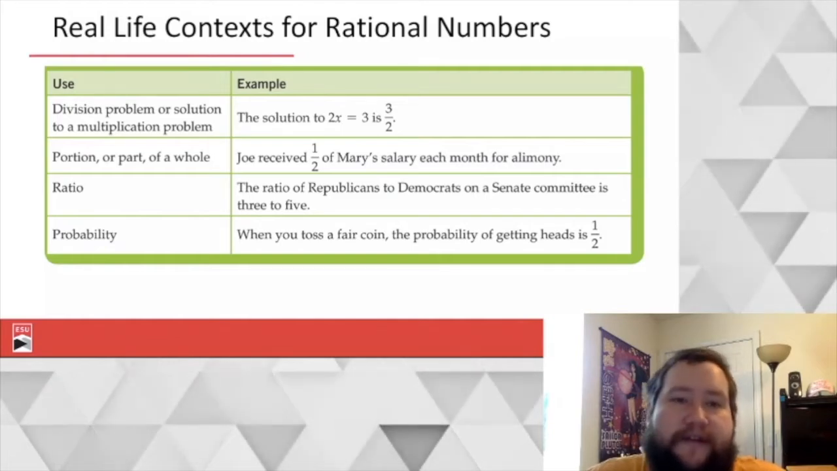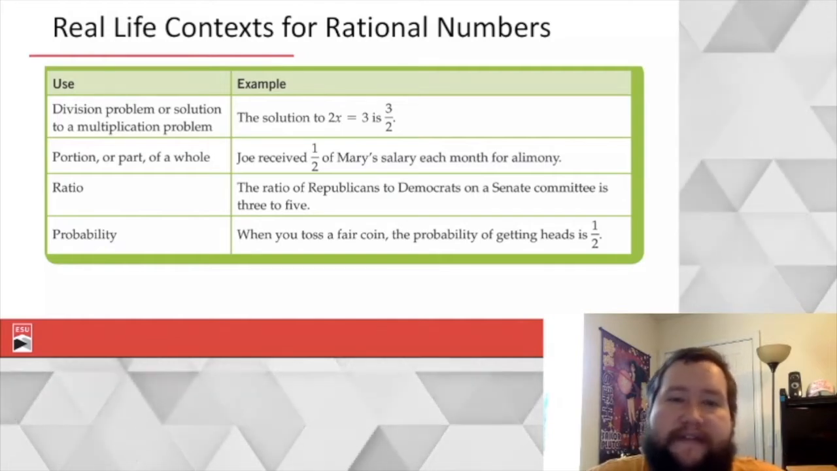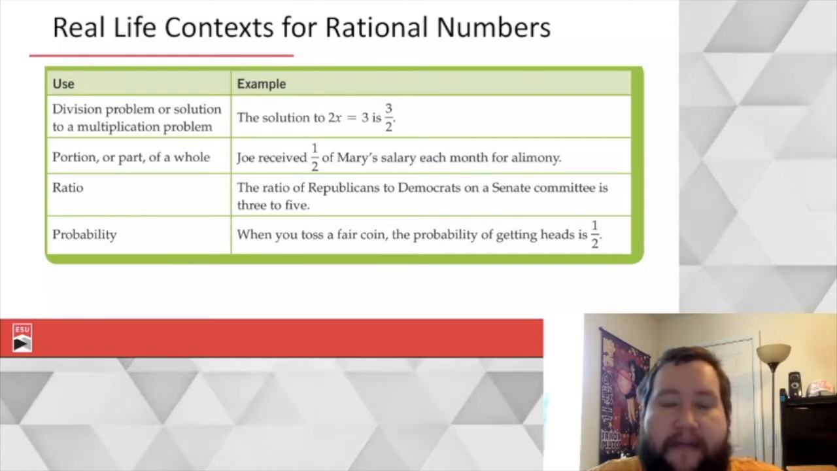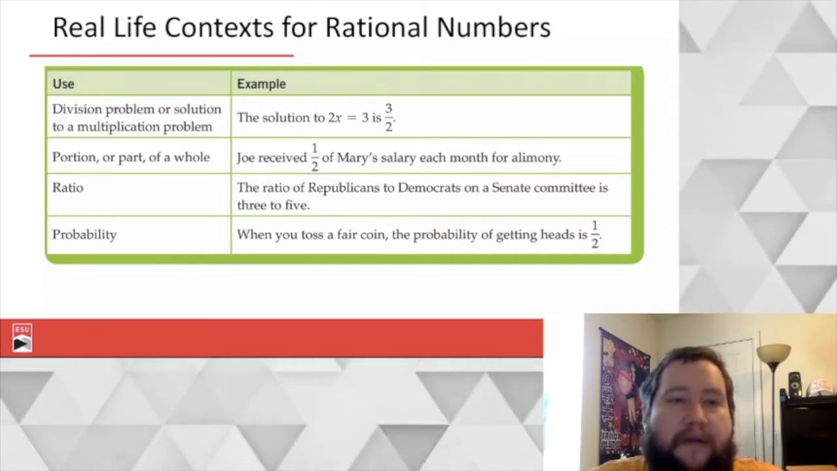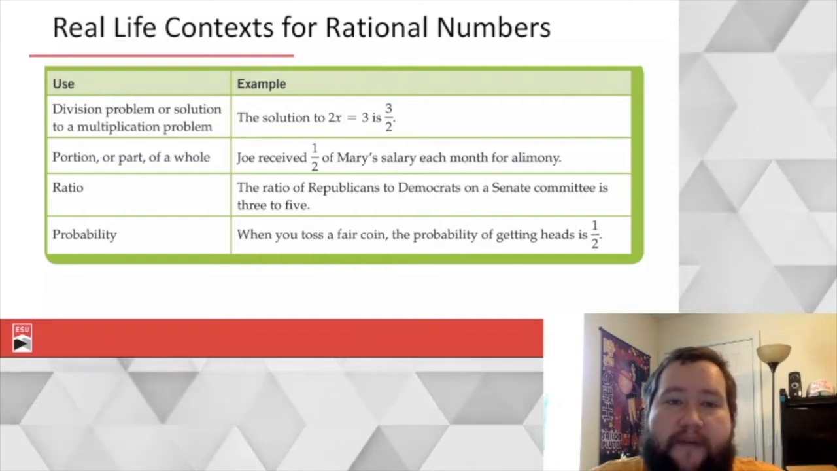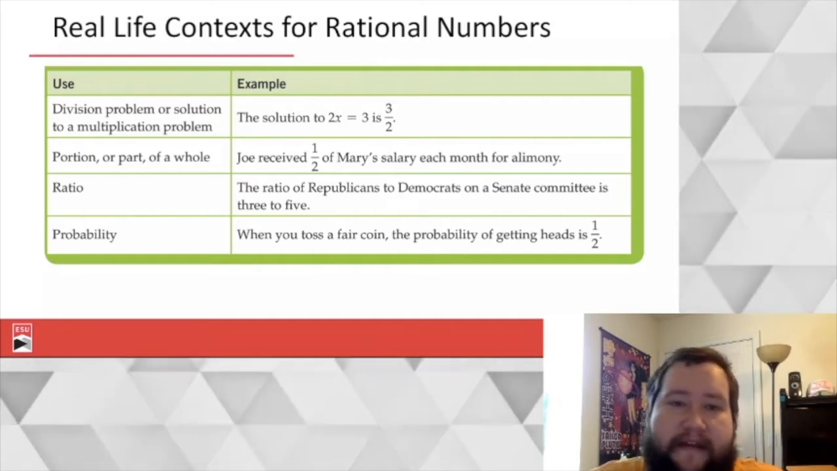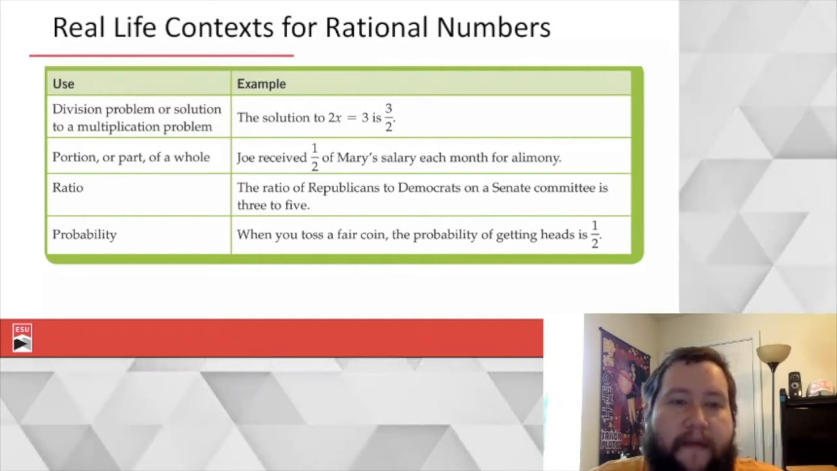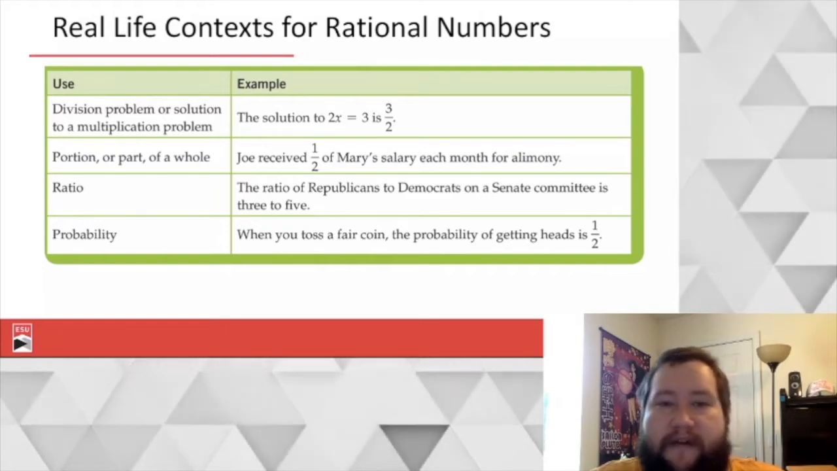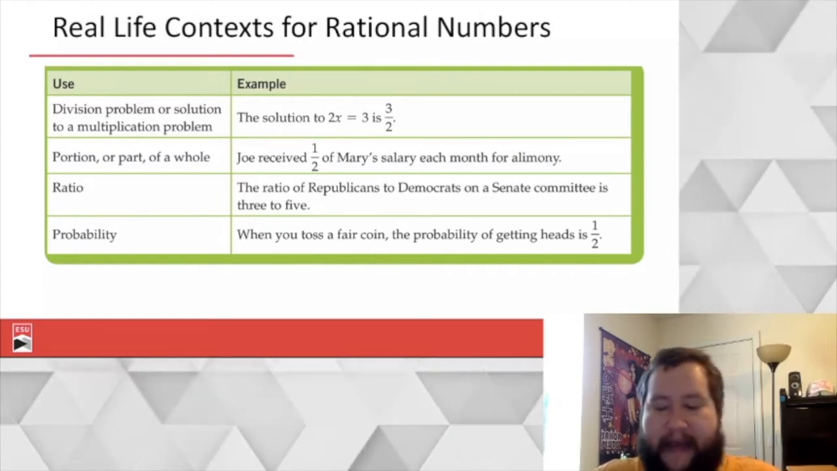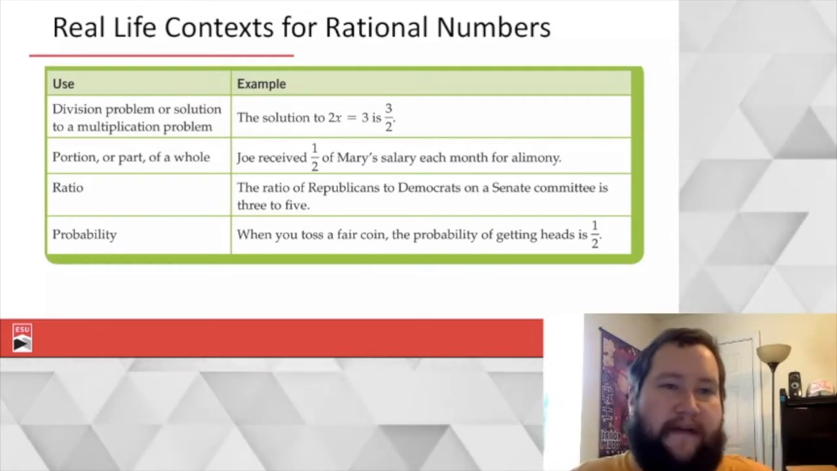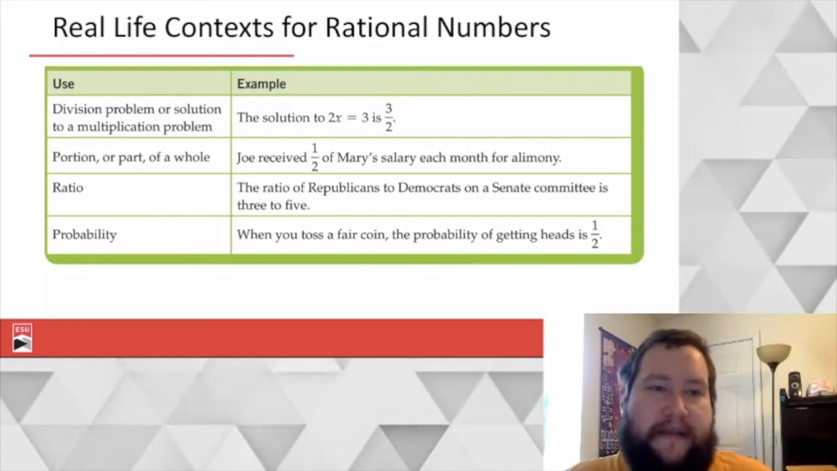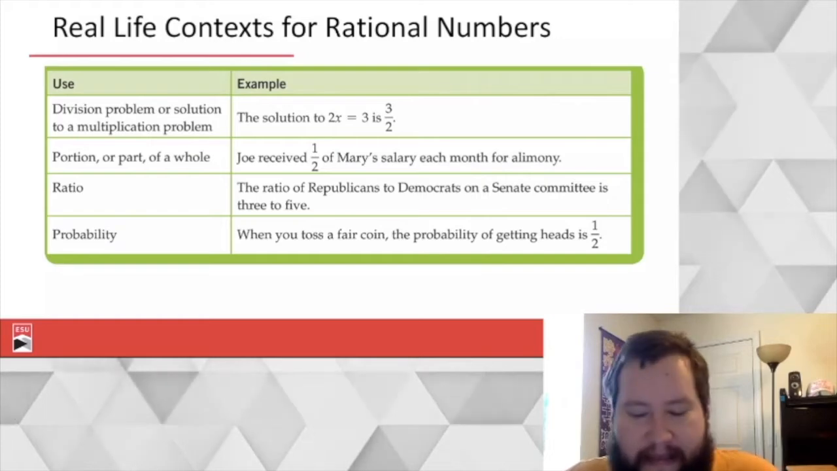Same for portions, parts, and wholes. Joe receives half of Mary's salary each month for alimony. That's a half of a whole. A ratio, so Republicans to Democrats on a Senate committee is 3 to 5. Or probability, when you toss a fair coin, the probability of getting heads is a half. So there are real reasons why we would care about fractional parts and ratios and things like that.